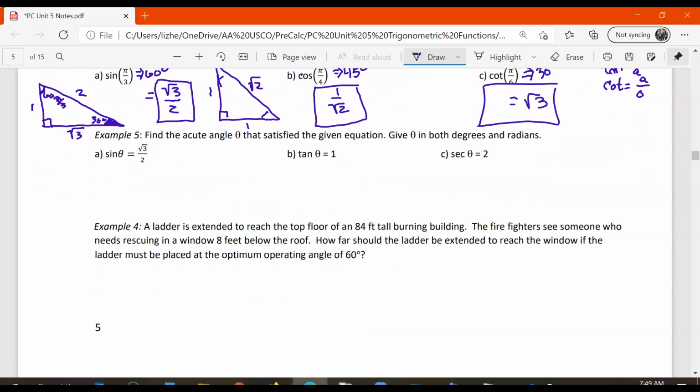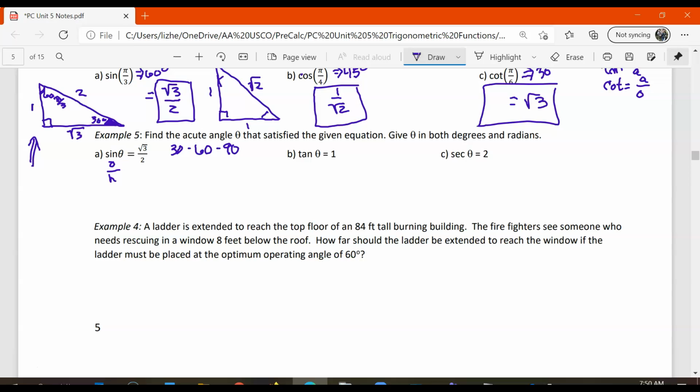Moving on, example 5. Find the acute angle that satisfies the given equation. So I'm trying to find theta here. The numbers involved are radical 3 and 2. So right away I think of a 30, 60, 90 triangle, because radical 3 and 2 are all in a 30, 60, 90 degree triangle. So I go back over here and I say, all right, I have that triangle already drawn right there. The sine is opposite over hypotenuse. So my hypotenuse is 2, and the opposite has to be radical 3.